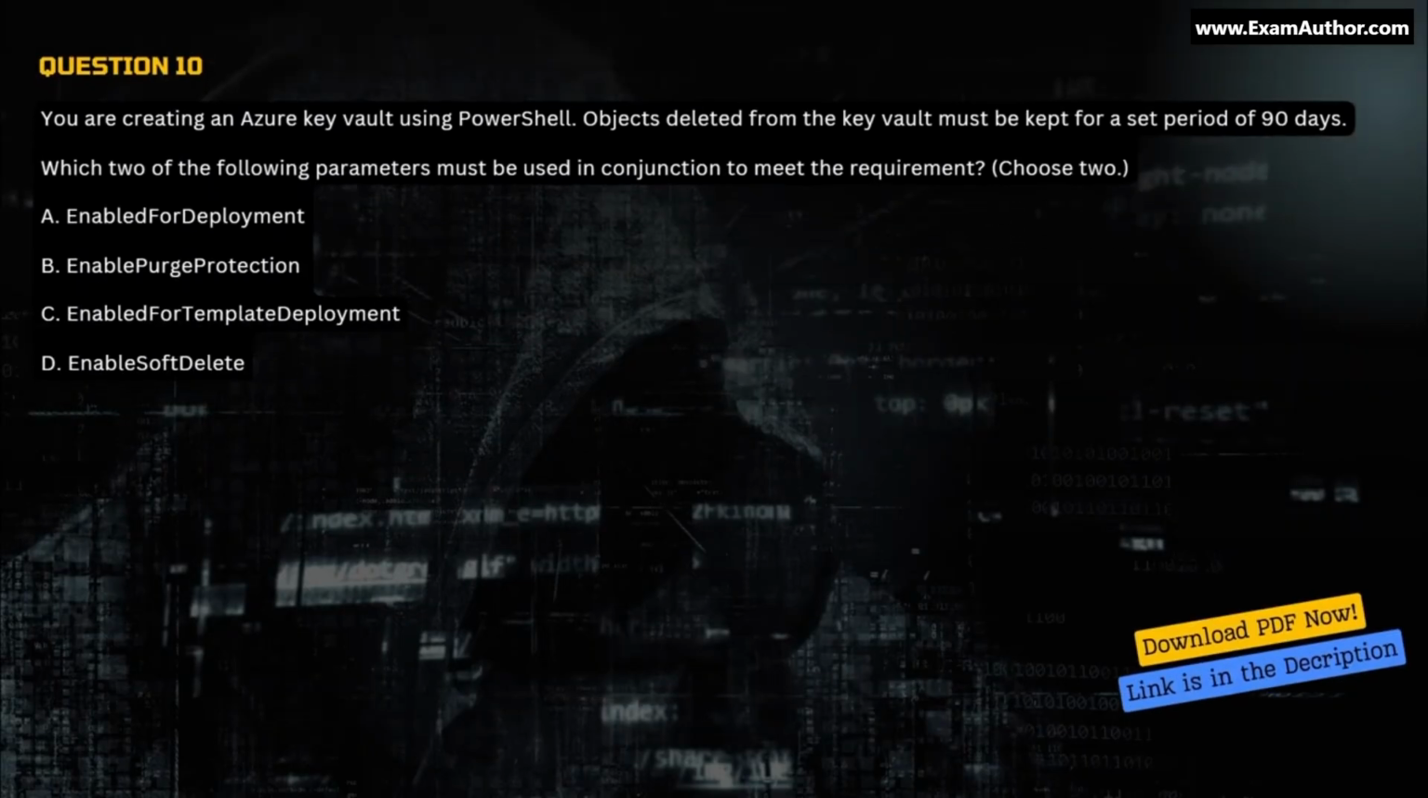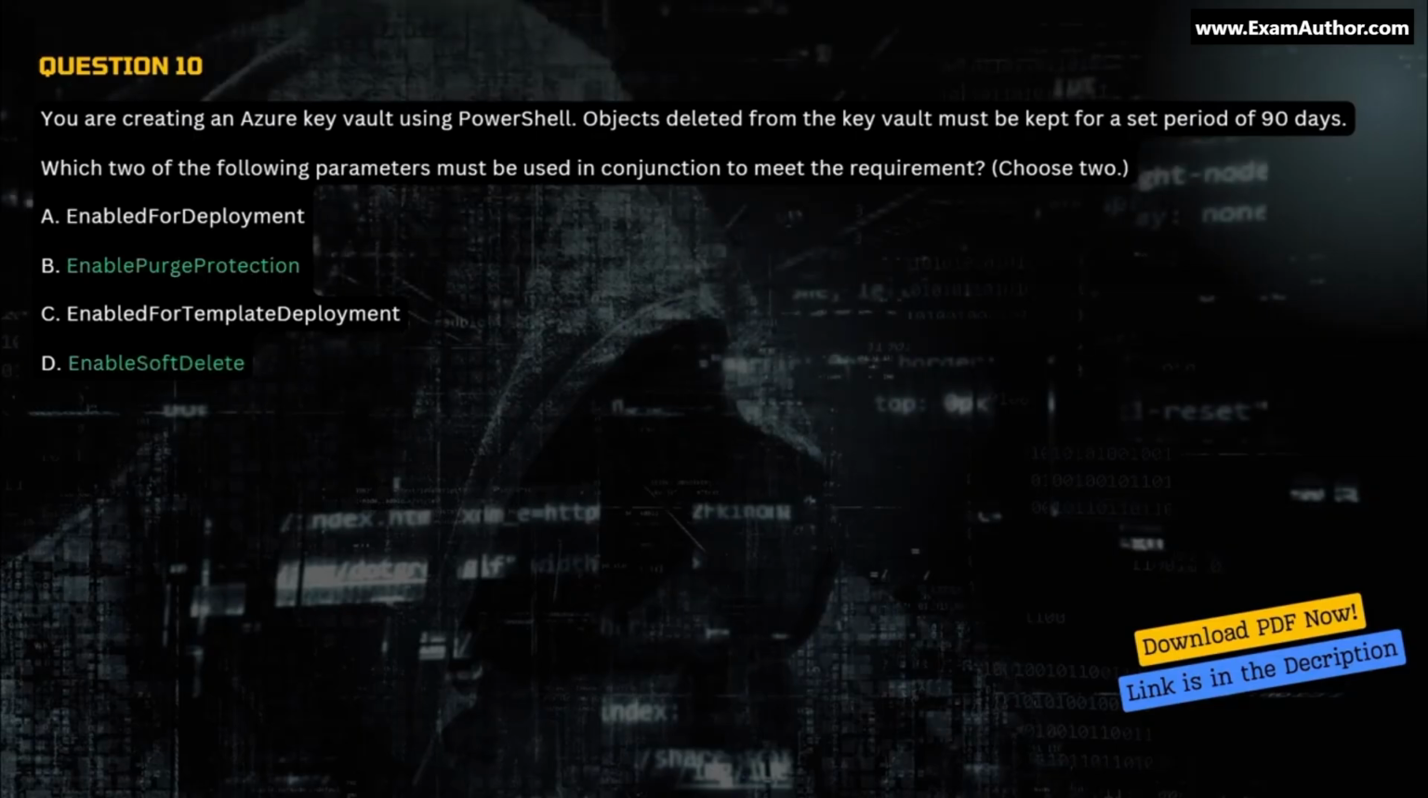Question 10. You are creating an Azure Key Vault using PowerShell. Objects deleted from the Key Vault must be kept for a set period of 90 days. Which two of the following parameters must be used in conjunction to meet the requirement? Choose two. A. Enabled for deployment. B. Enable purge protection. C. Enabled for template deployment. D. Enable soft delete. Correct answer, B and D. Enable purge protection. Enable soft delete.